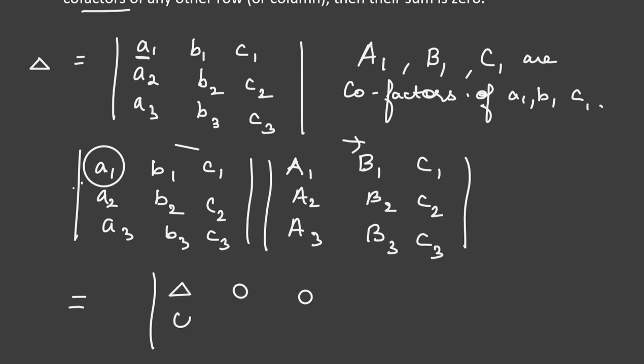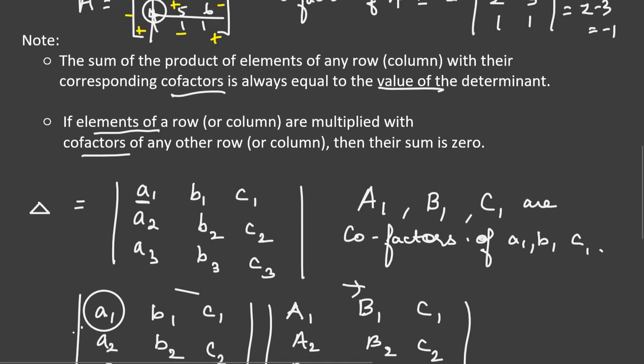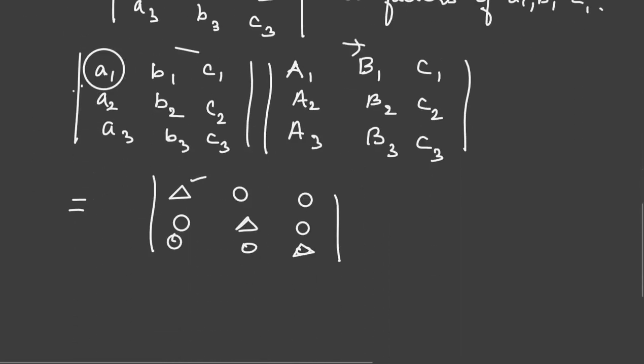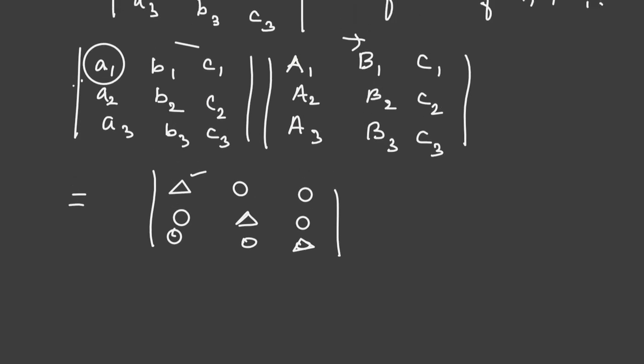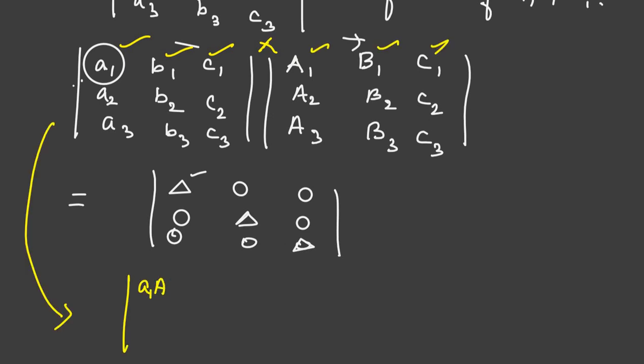The other elements will be 0, 0, 0 and delta. What is this delta? This is what we see in the note: the sum of the products of the elements of any row with the corresponding cofactor row will be equal to the value of the determinant. This A1, B1 and C1 we multiply with, for example, A1, A1 plus B1, B1 plus C1, C1.